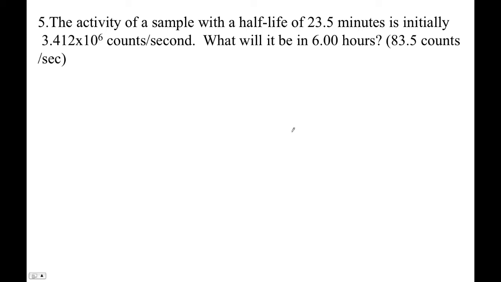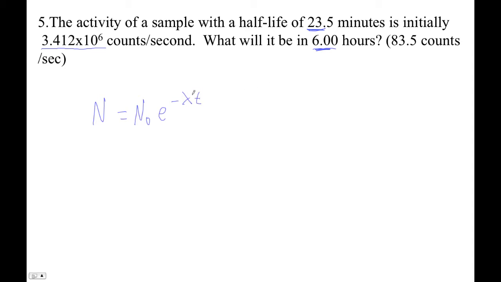All right, the activity of a sample with a half-life of 23.5 minutes, this is the one we've got to use, is initially 3.412 times 10 to the 6th. What will it be in 6 hours? So we're going to use N is N naught. Now I know this is strictly the number of nuclei, but we can decay activity as well. So I'm going to stick this as the initial activity, e to the minus lambda t.